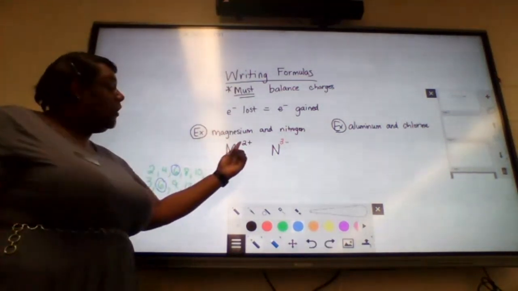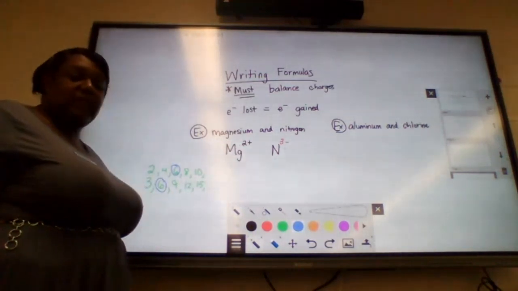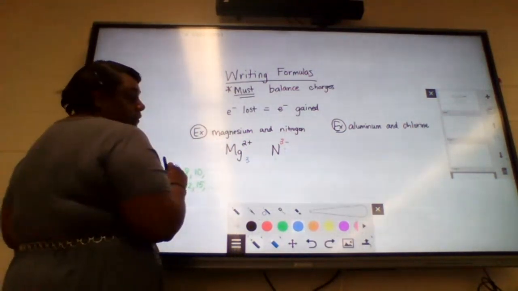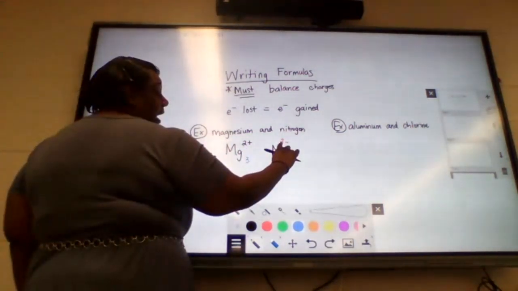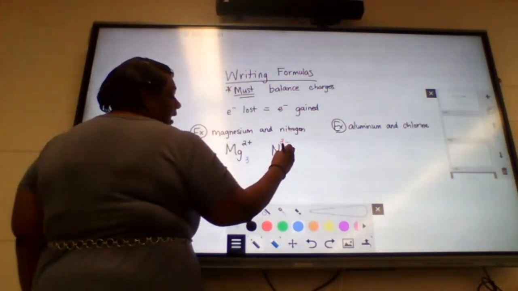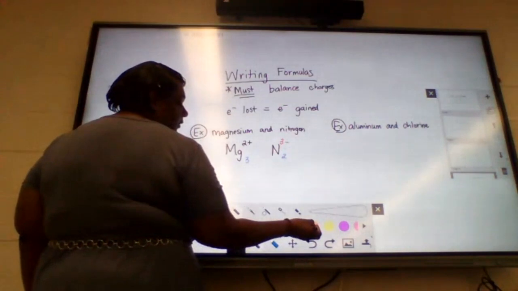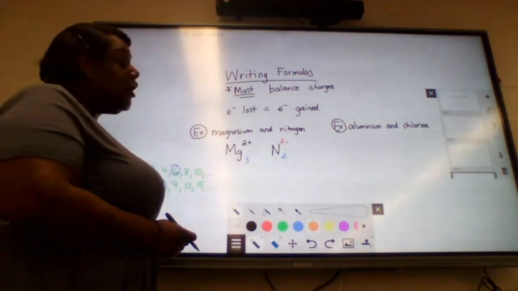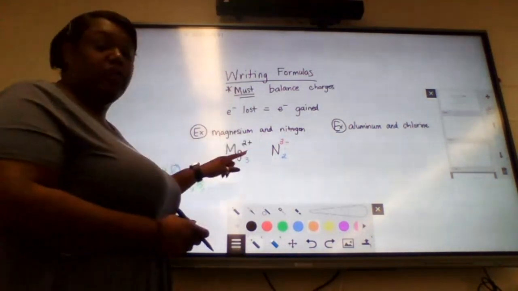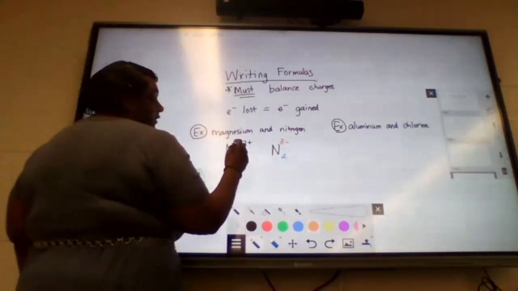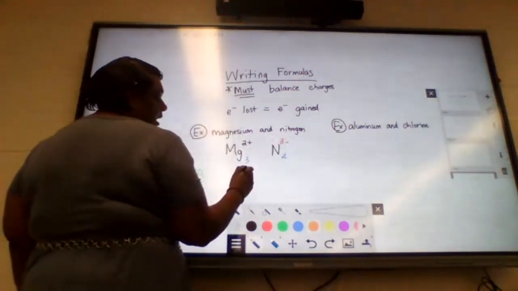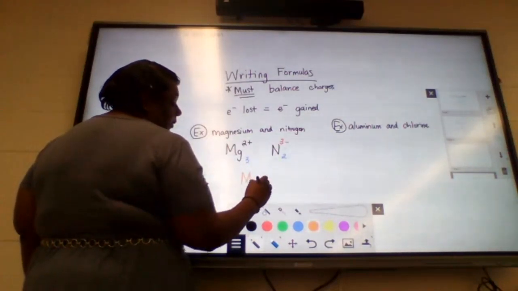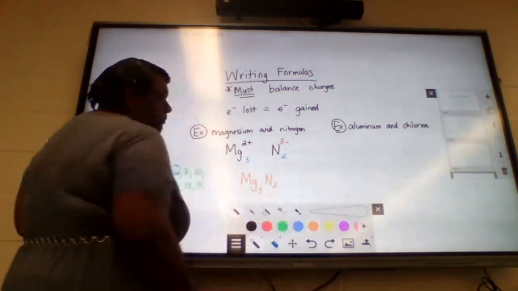So the question is, what do I have to multiply by this 2 to give me 6? That answer is 3, and I'll place that 3 as a subscript. And what do I have to multiply by 3 to give me 6? That answer is 2, so I'll place that as a subscript. When you write a correct ionic compound's formula, you never ever show the charges. All you do is show the subscripts. So for a compound made from magnesium and nitrogen, the correct formula would be Mg3N2.